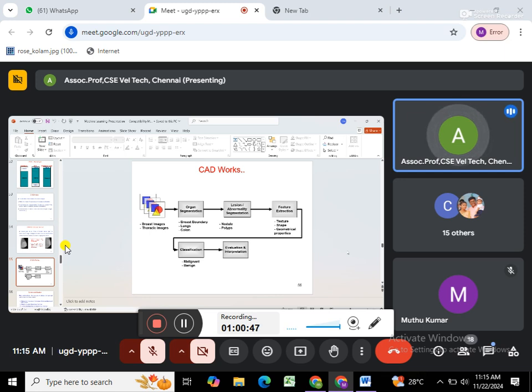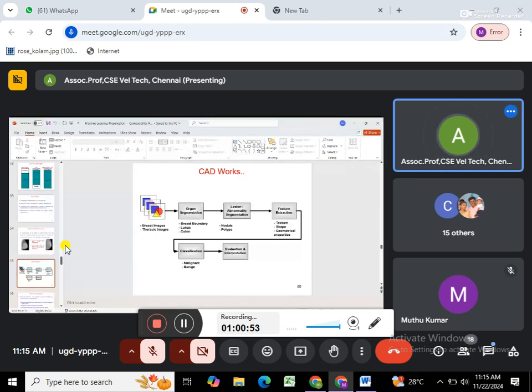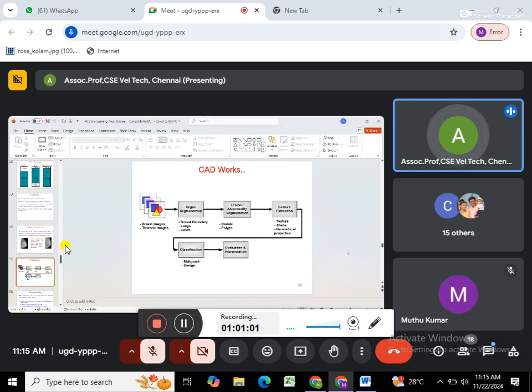The organ segmentation is carried out: breast boundary, lungs, colon are calculated, and lesion-type abnormality segmentation, such as nodules and polyps, that is the lesion segmentation part, the second phase. Third, I am extracting the features. I already told you where the texture features or shape features are. Geometrical properties I am extracting from that input image.